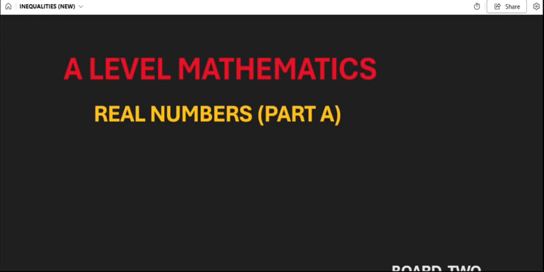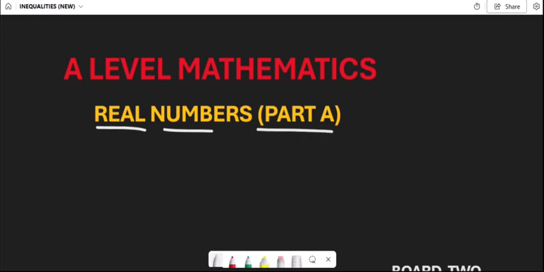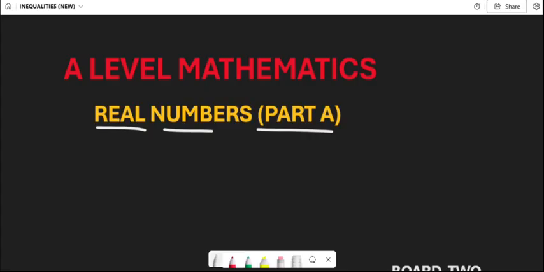In our A-level mathematics today, we are going to be learning about real numbers. Part A. Our real numbers is divided into three sections. We have the aspect that talks about inequalities, the aspect that talks about polynomial, and the aspect that talks about partial fraction. But for this aspect, we are going to be dealing with inequality.